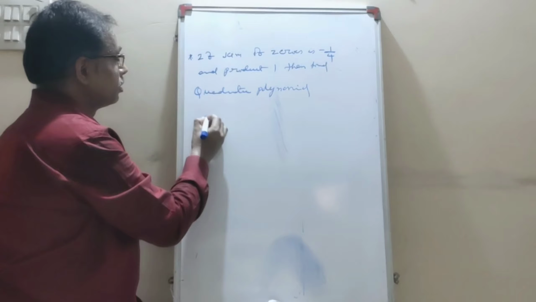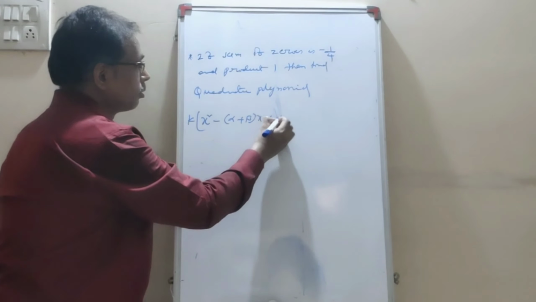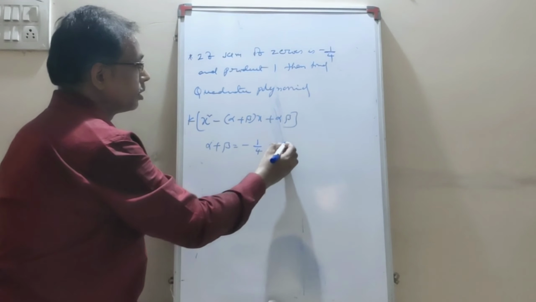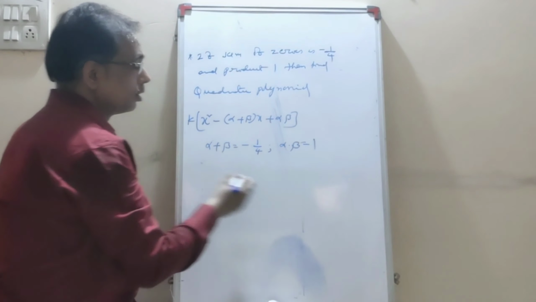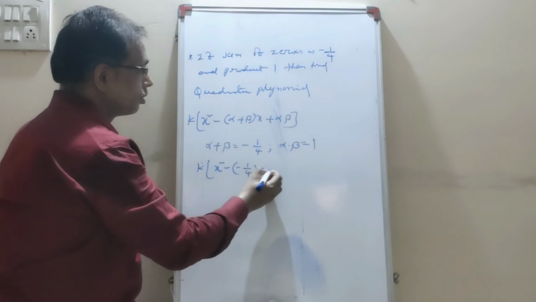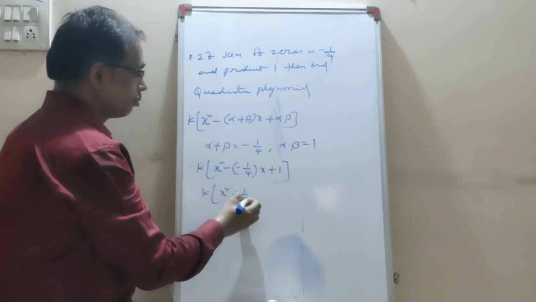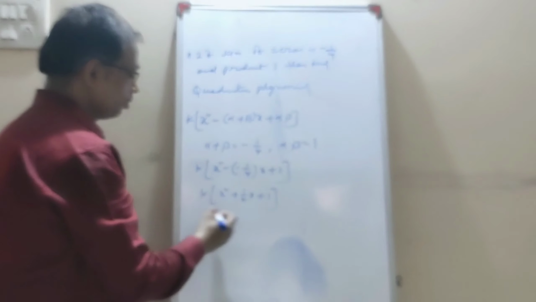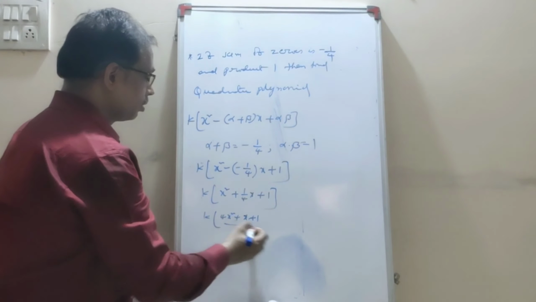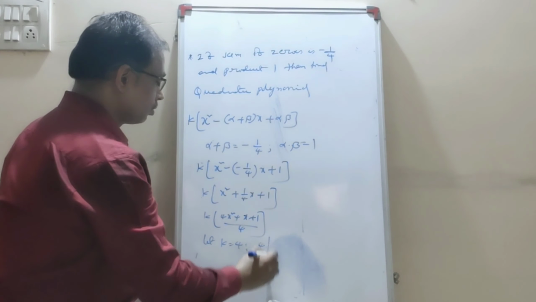So here the direct formula is a into x square minus alpha plus beta into x plus alpha beta. Substitute the sum of the zeros, alpha plus beta is minus 1 by 4, and alpha beta is 1. So you can write it as a into x square minus of minus 1 by 4 into x plus 1. On multiplication you get a into x square plus 1 by 4 x plus 1. So let us take a is equal to 4, then 4 will get cancelled.